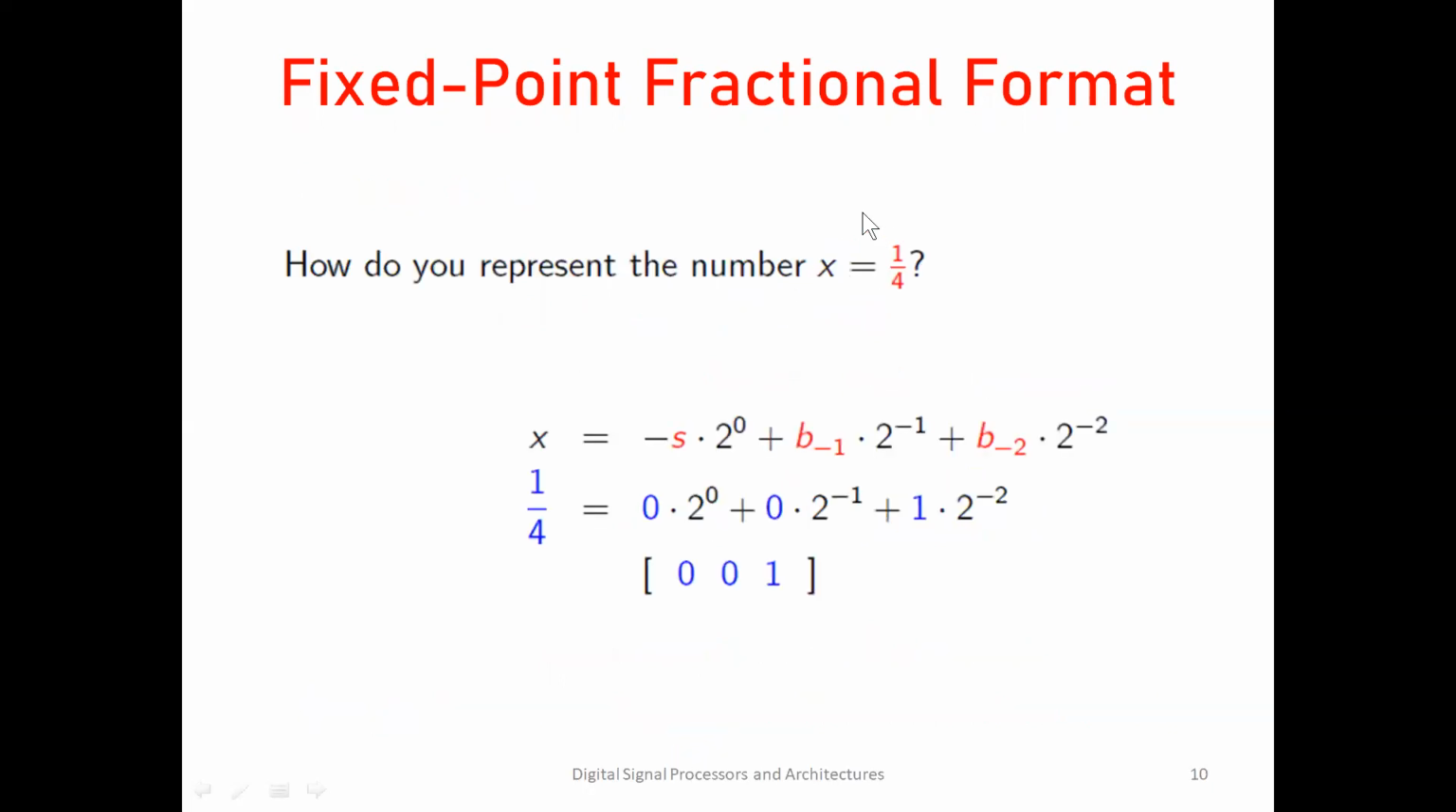Now, let's see how we can represent the number x equal to 1 by 4 using the fixed point fractional format. Here we are considering these 3 bits. So x is 1 by 4: 0 times 2 power 0 plus 0 times 2 power minus 1 plus 1 times 2 power minus 2. If you calculate this, you get the value of 1 by 4. So the representation of 1 by 4 in fixed point fractional format is 0, 0, 1.